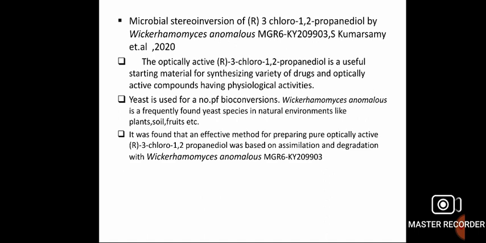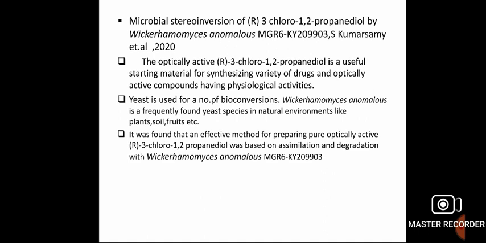The main work that was done was that the optically active R3-chloro-1,2-propanediol is useful as a starting material for synthesis of a variety of drugs and optically active compounds also. The authors focused on the production of chiral compounds by the method of enantioselective microbial transformations of prochiral starting material with yeast.